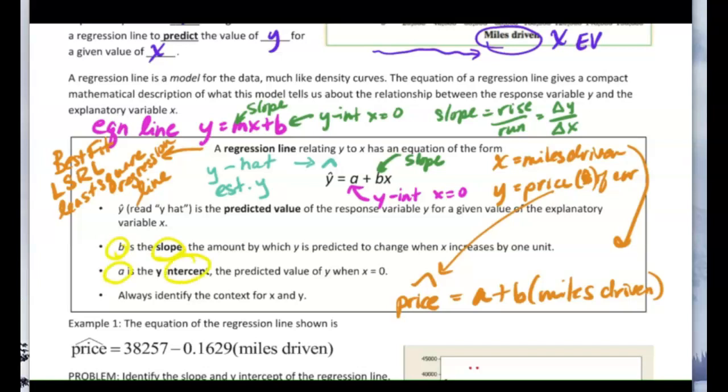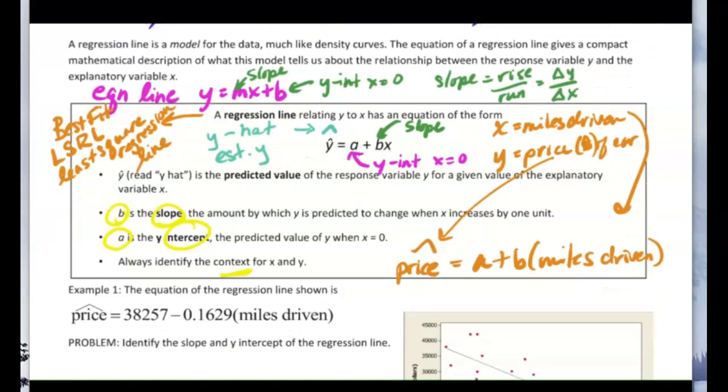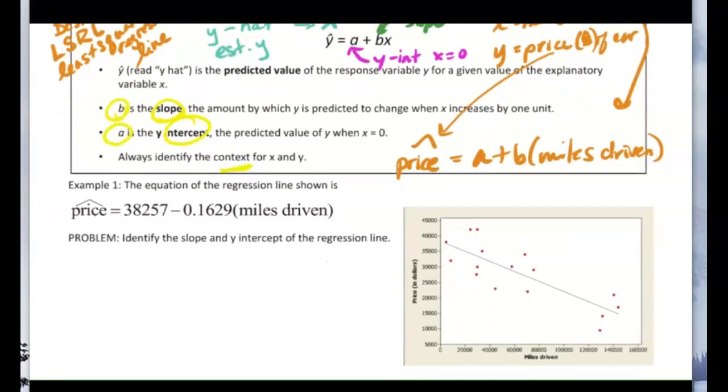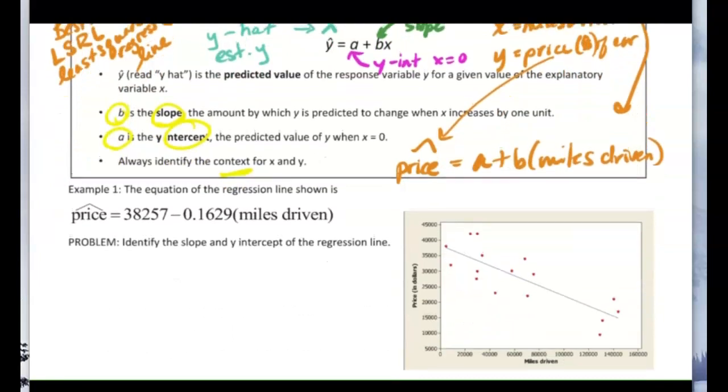And we always want to include context of what the words are that we're talking about when we're talking about x and y. All right, so here's our first equation. They've already given us the equation of the best fit line, right? So they're saying that they think the predicted price for this exact same problem is 38,257 minus 0.1629 times miles driven. And the first thing they want me to do is identify the slope and the y-intercept of the regression line.